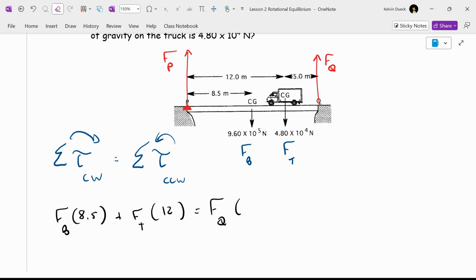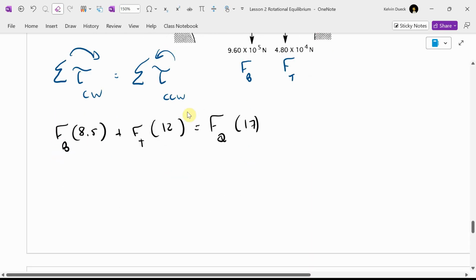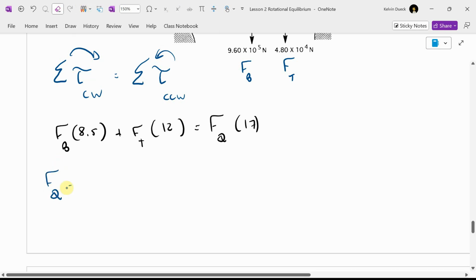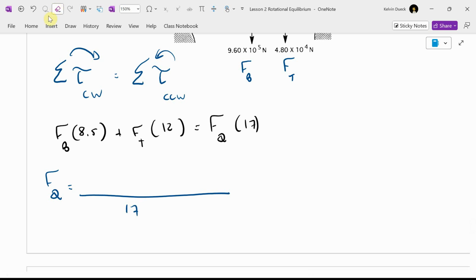Yeah, Ella, you'll have to do a little math in your head. Yes. How do I get FQ by itself? It's going to be divide by 17. So FQ is going to be divide by 17. What was FB? 9.6 times 10 to the fifth times its distance from the pivot plus 4.8 times 10 to the fourth times its distance from the pivot.